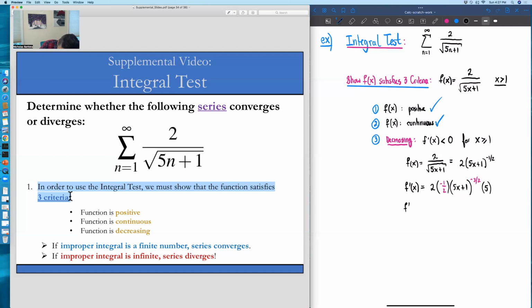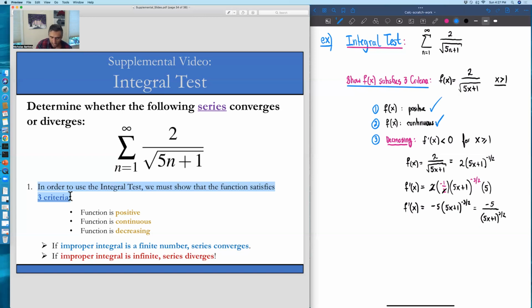So the overall derivative for this function takes the following form. We have a minus. We see the 2's cancel. We have minus 5. All times this quantity, 5x plus 1 raised to the minus 3/2, which we could equivalently rewrite as minus 5 all over the quantity 5x plus 1 raised to the 3/2 power.